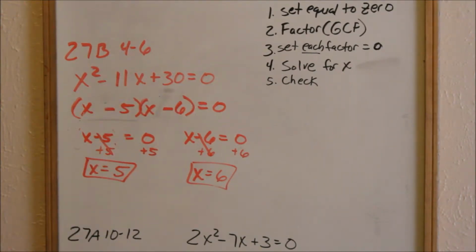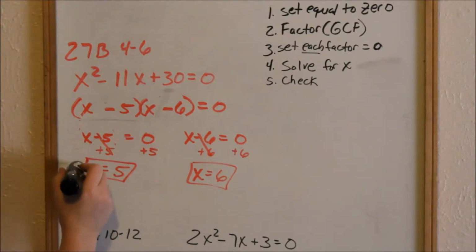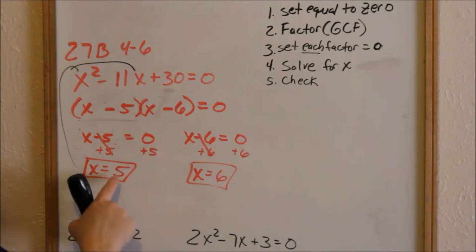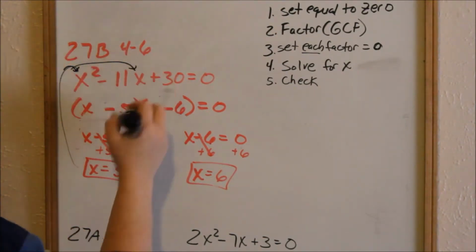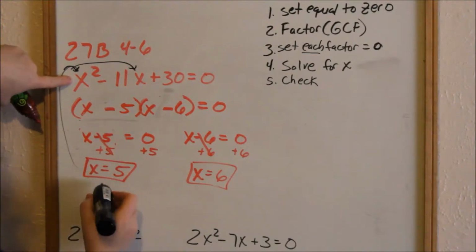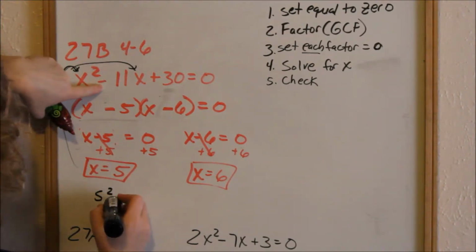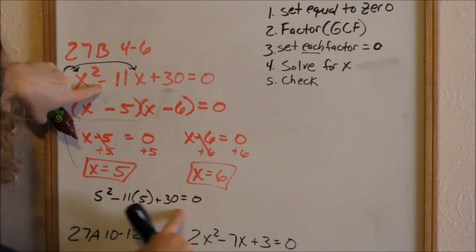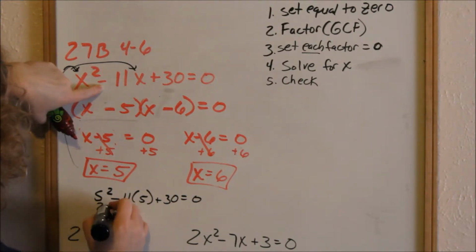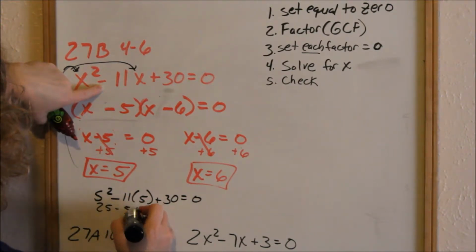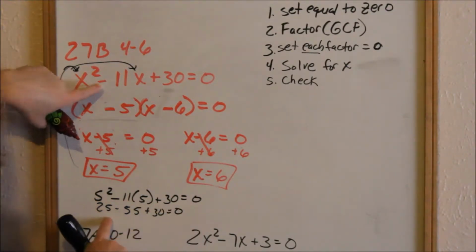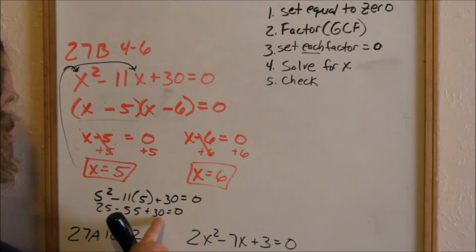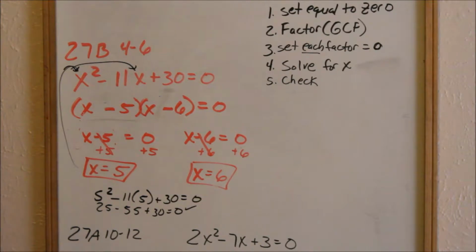The way that you check it is you take your first solution and put it back in everywhere you see an x. So I'm going to take my 5 and put it back in everywhere I see an x. So up here I would have 5 squared minus 11 times 5 plus 30 equals 0. This statement should be true. 5 squared is 25, 11 times 5 is 55, plus 30. And this statement will be true. 25 minus 55 is a negative 30, and negative 30 plus 30 does equal 0, and so that checks.